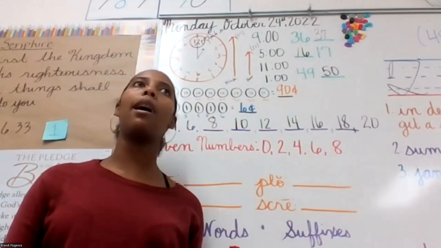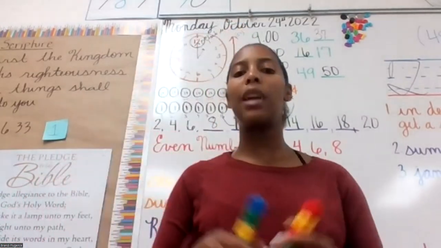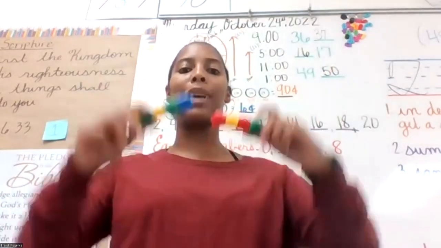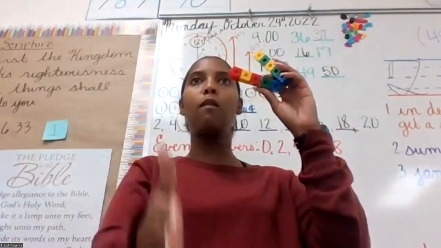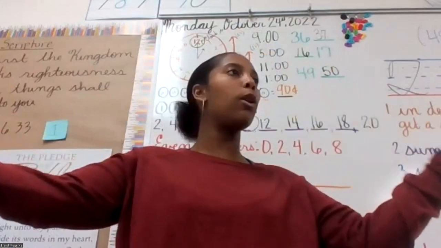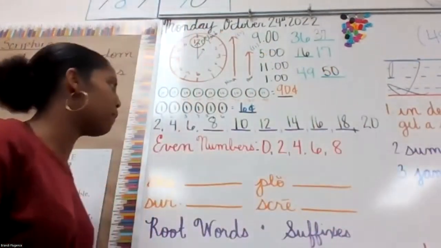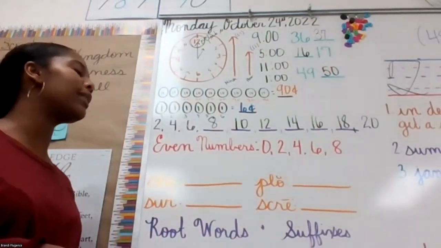First, when we split them in half, they are equal. They have the same amount on both sides, so they are called even numbers. I can split it perfectly down the middle, and it will have the same amount on both sides. So it is considered an even number. So, 0, 2, 4, 6, 8.